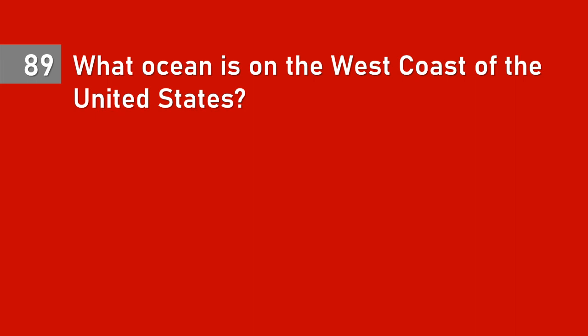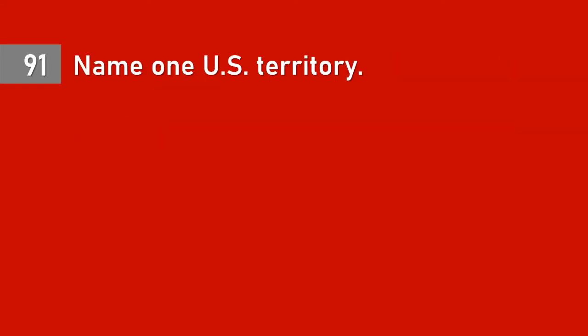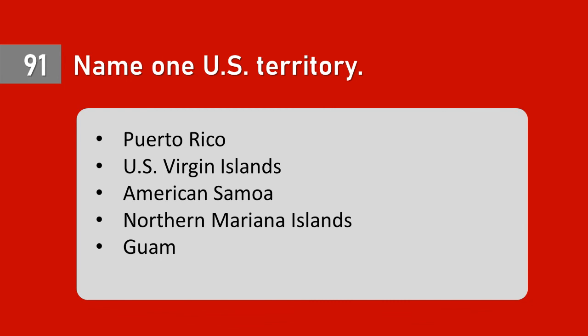Question 89. What ocean is on the west coast of the United States? Pacific Ocean. Question 90. What ocean is on the east coast of the United States? Atlantic Ocean. Question 91. Name one U.S. territory. Puerto Rico, U.S. Virgin Islands, American Samoa, Northern Mariana Islands, Guam.